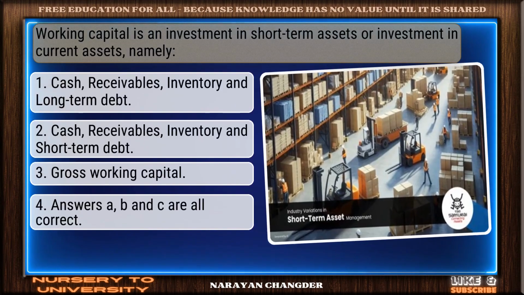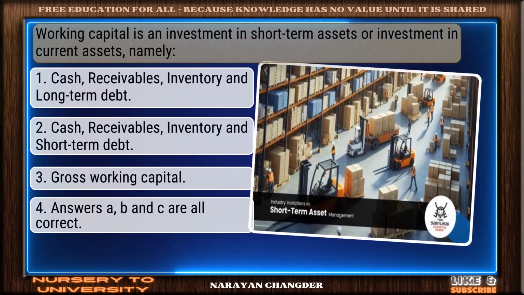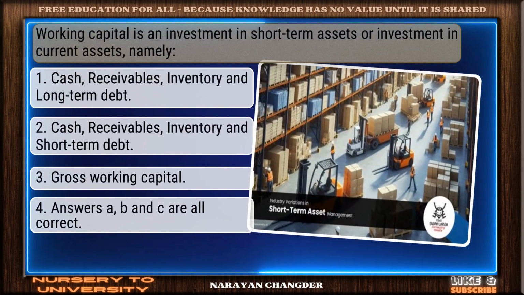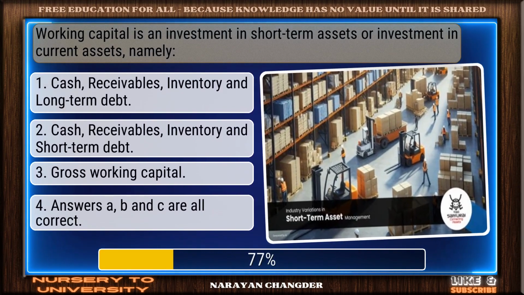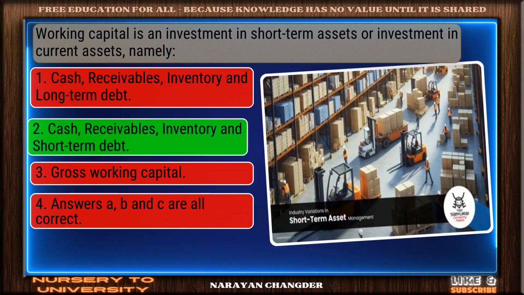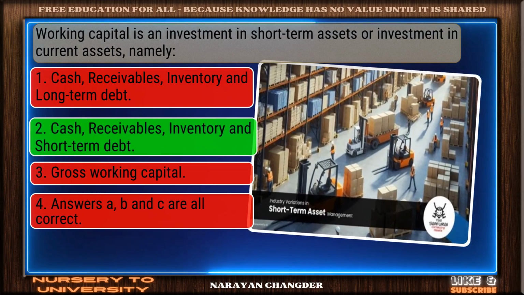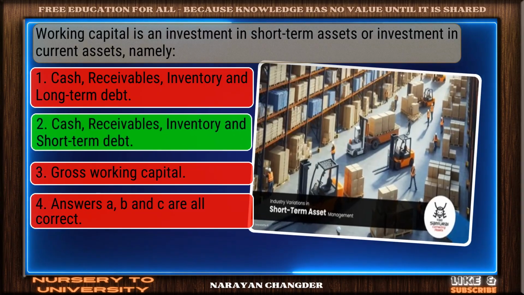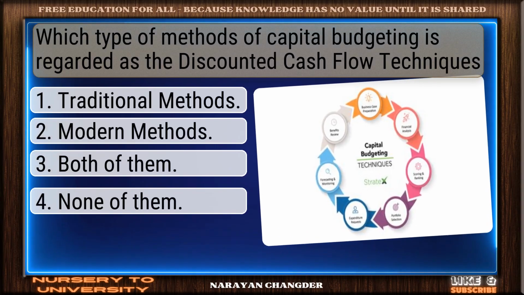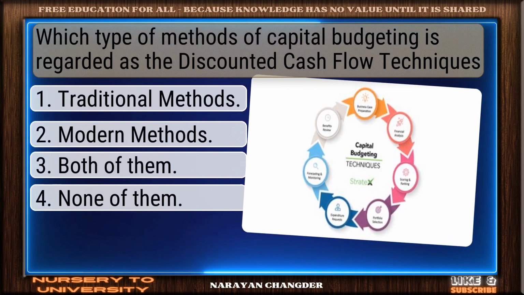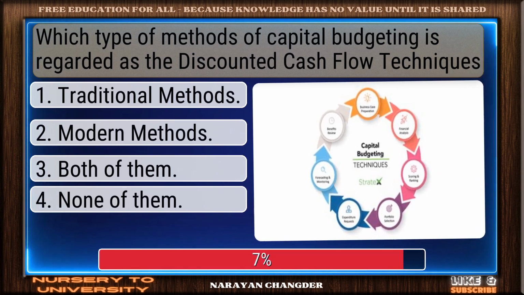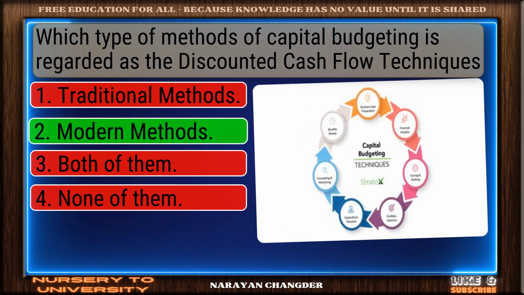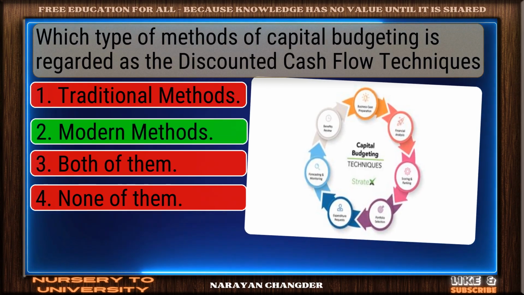Working capital is an investment in short-term assets or investment in current assets, namely. Sharp thinking. Cash, receivables, inventory, and short-term debt is the right choice. Which type of methods of capital budgeting is regarded as the discounted cash flow techniques? Exactly. Modern methods make sense and it is right choice.